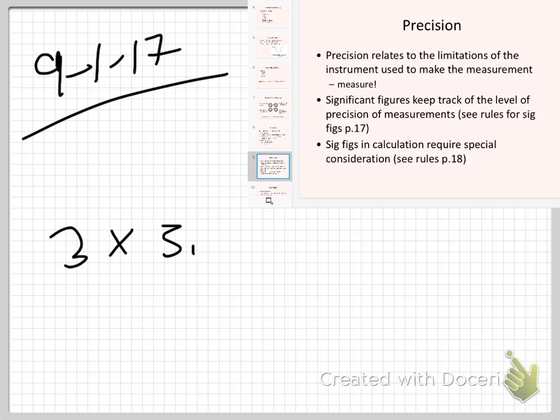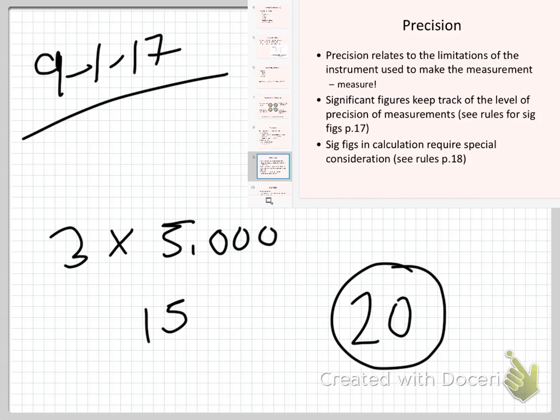3 times 5.000. What's the mathematical answer? 15. You all know that. But you only have one sig fig to play with. Meaning, what's the answer? 20. What? 3 times 5 is not 20. It's not. Your raw answer is 15. Your final corrected sig figged answer is 20. Good reason to have as many sig figs as possible when taking measurements.